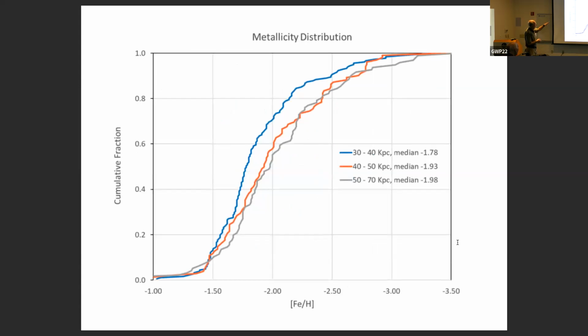If you just say, what does the metallicity distribution function look like? This is the cumulative distribution. Between 30 and 40 kiloparsecs, the median is about -1.8. Between 40 and 50 and between 50 and 70, it goes up closer to -2. I think maybe this difference is real. If you go back to the previous plot, you can sort of see, well, maybe there's a clump in here which skews it a little.